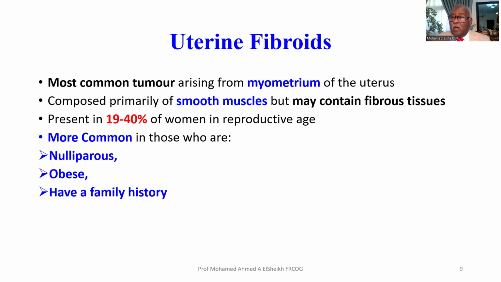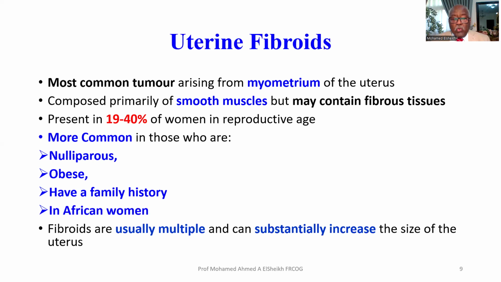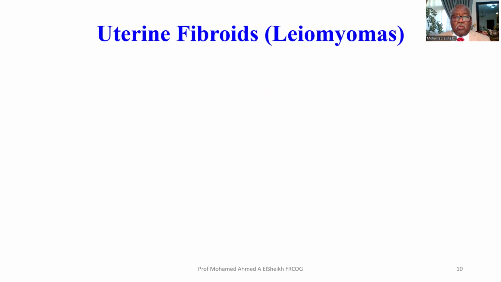If the lady had a family history of fibroids, in African women, or in places where there is a multi-ethnic and multicultural population, those of African origin tend to have more fibroids than Caucasian or Hispanic or others. Fibroids are usually multiple and can substantially increase the size of the uterus. Sometimes it may go up to the level of the sternum, being quite a huge fibroid.